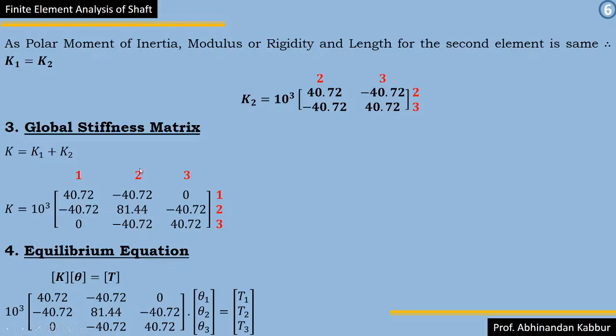Then after getting this global stiffness matrix, now I need to put it in the equilibrium condition. We know that the equilibrium condition is K into U equals F, but here instead of U I have theta, and instead of force I have torque. So it is K into theta equals T. Therefore K is the global stiffness matrix, theta is the angular displacement matrix. We have three angular displacements because I have three nodes, theta 1, theta 2, theta 3, and that will be equal to the possible applied torques at nodes 1, 2, 3, that is T1, T2, T3. That is what I have substituted.